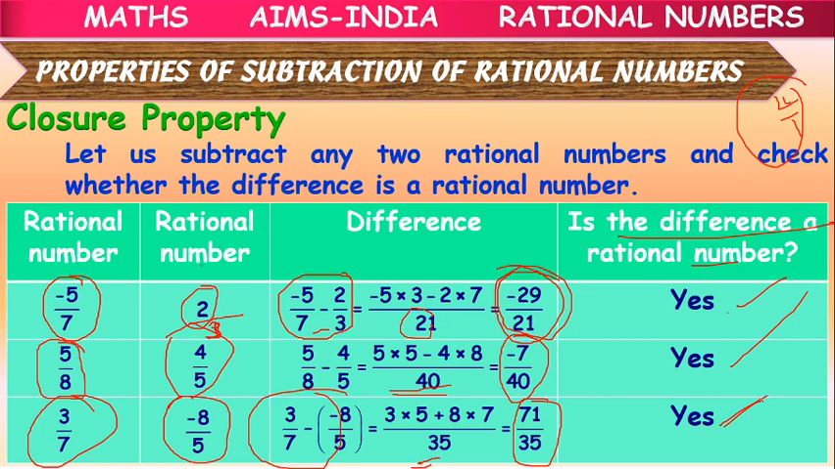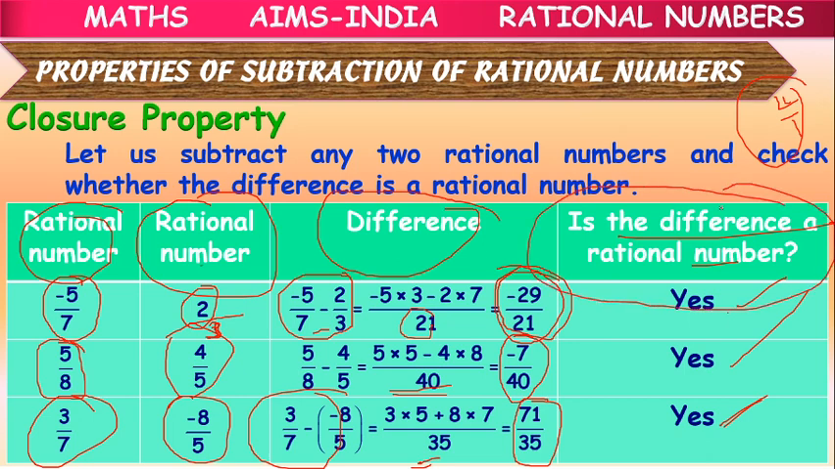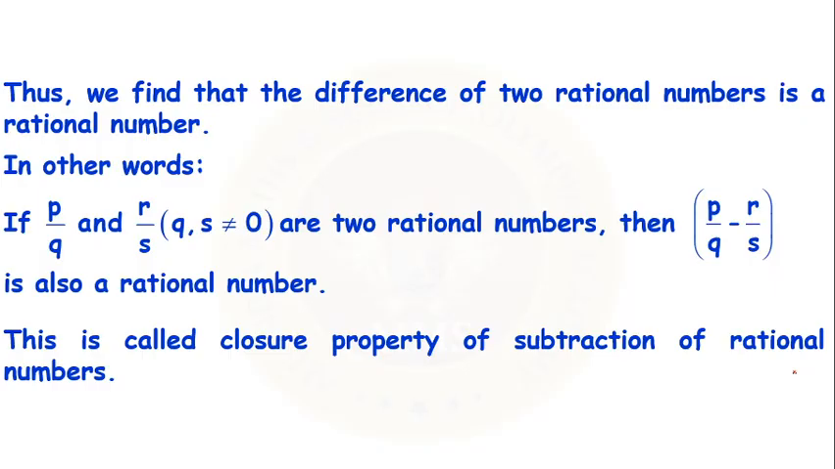So from this table, what we have observed is, if we are given rational number 1 and rational number 2, that means if we are given two rational numbers and we do their difference, is the difference also a rational number? Yes, the difference is also a rational number. It means the difference of any two rational numbers will also be a rational number.